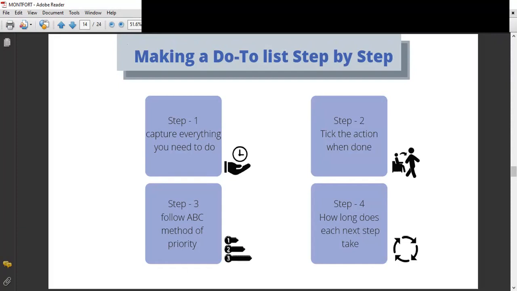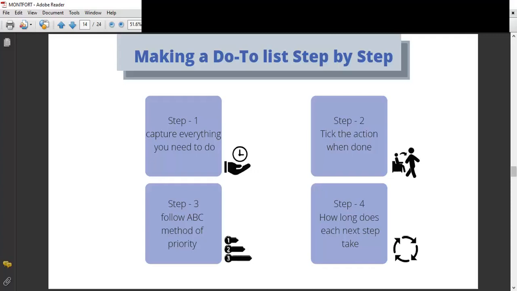So the first step says, capture everything you need to do. Yes, you can capture anywhere. It can be in your mind, it can be on a sheet, it can be in your diary. Anywhere you can capture the things you need to do. This is step 1. Moving ahead to step 2, take the action when done. Yes, if you have completed the work. Suppose in the morning when you get up, you think, okay, I have to cook food, then I have to go to school, then I have to teach the students. Then take the action when done.